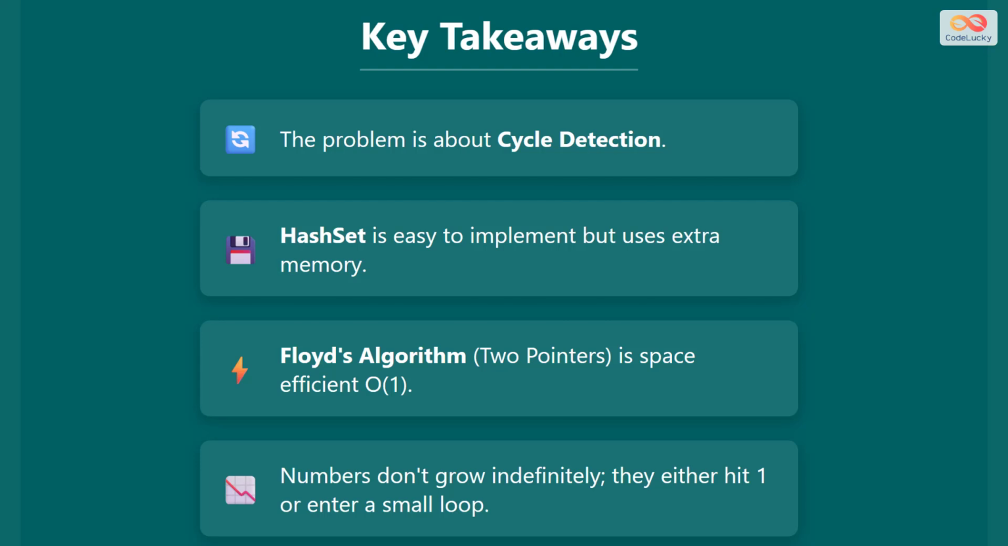To wrap up, remember these key points. The happy number problem is fundamentally a cycle detection problem. You can solve it easily using a hash set to track history, or optimize for space using the 2 pointers method. Also, note that these sequences don't grow to infinity. They are bound to either reach 1 or enter a small finite cycle.